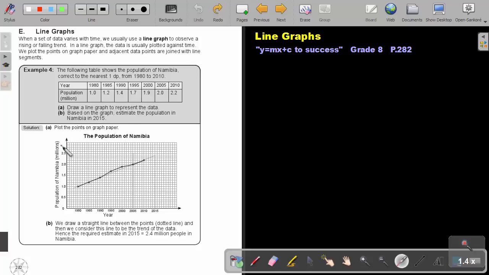So there's the population and there's the years, the timeline. Then, based on the graph, estimate the population of Namibia in 2015. If I just extend that line, there it will be, and it looks like it will be 2.5 million people in Namibia.